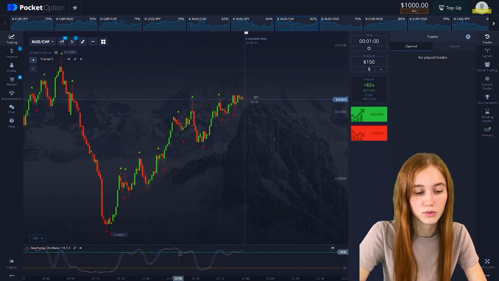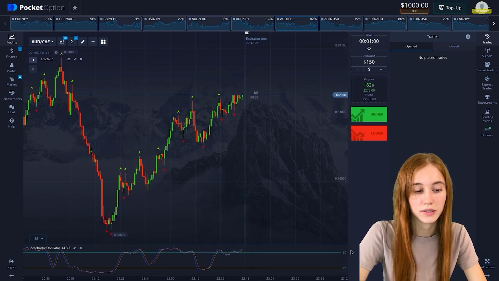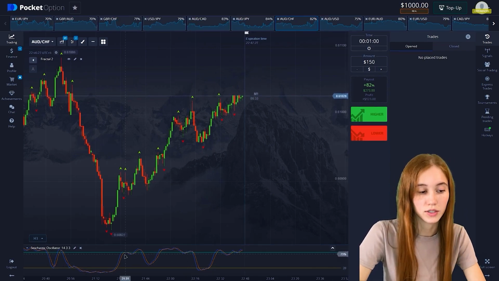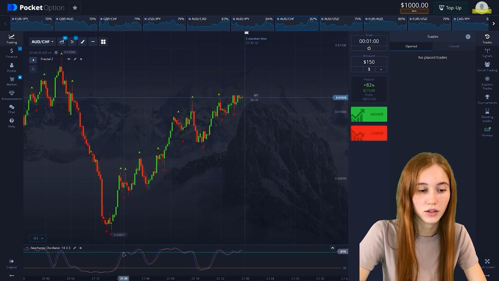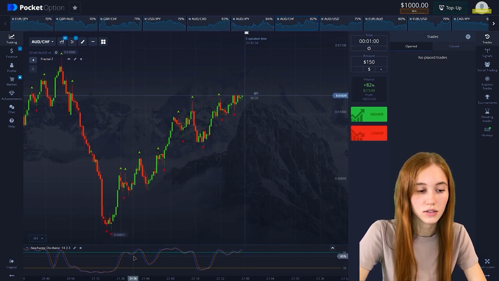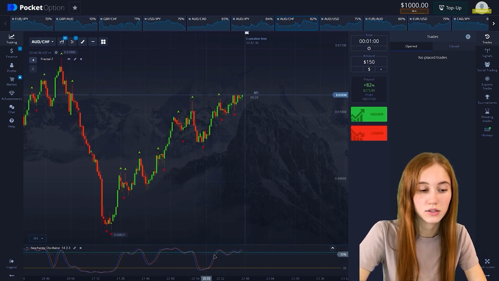Stochastic can also be used in trends. In simple words, there's a level of overbought and oversold, these values being 80 and 20. When we see these lines leaving or touching them, a reversal occurs. These are often the most correct signals to sell or buy.